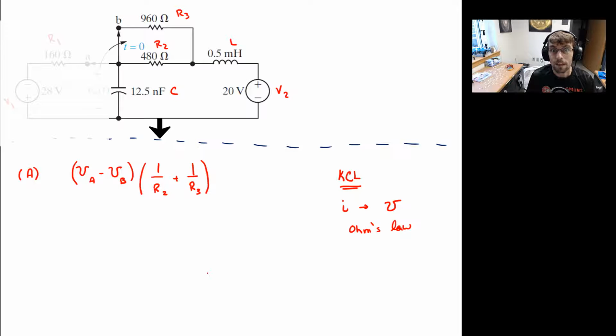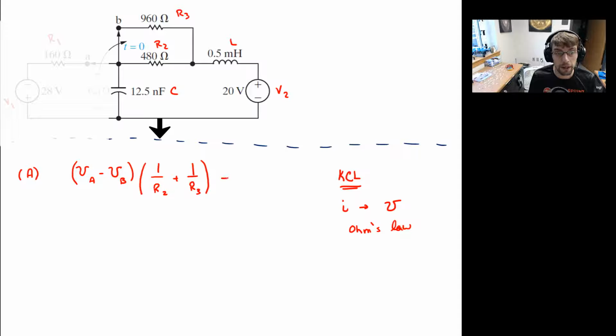Right? That's exactly how we got this expression. We took V, we divided by R. So we're thinking current through the resistor. That current can be expressed via Ohm's law as V over R. Now, if you're okay with that, hopefully you're okay with the next step.